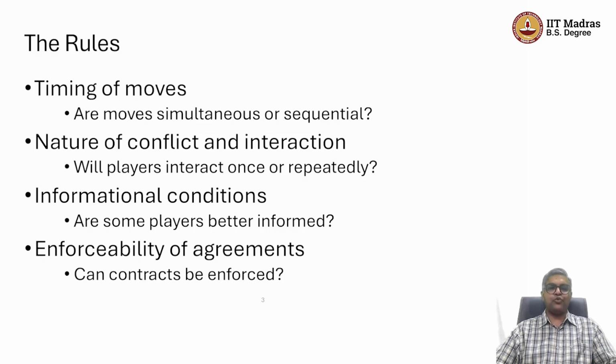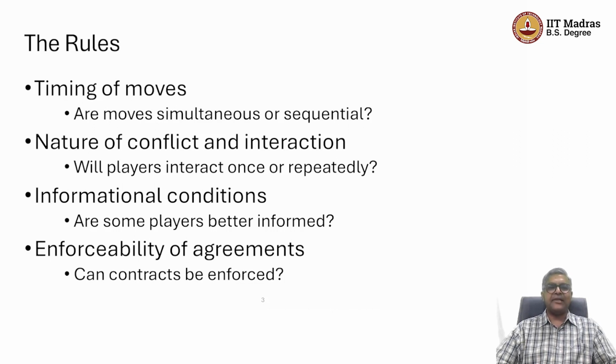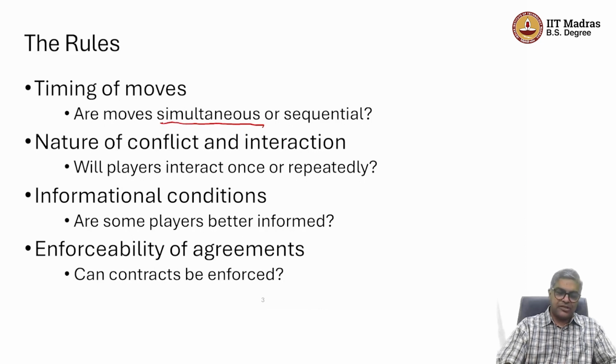To move further, we have to understand a few things, like are moves simultaneous or sequential? That is not clear, but we can think that when Ranga decides to confess or not to confess, Ranga does not know what Billa has done, because as given they are held in separate cells. So they are deciding independently, and when they are deciding what to do, they do not know what the other person is doing. This kind of setting we said is a simultaneous move game, and therefore it is not sequential, it is a simultaneous move game.